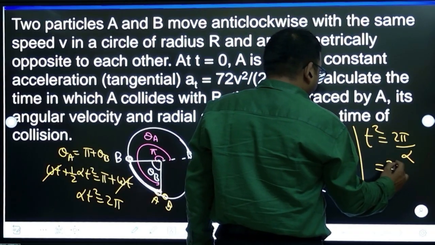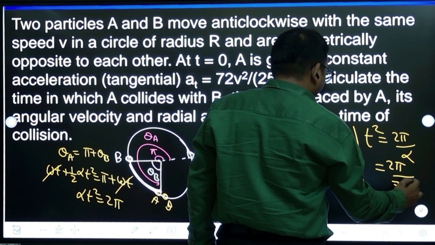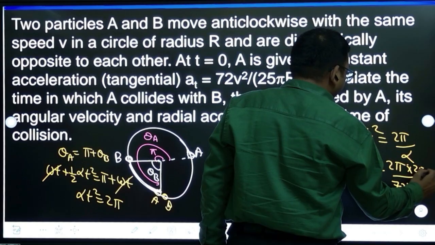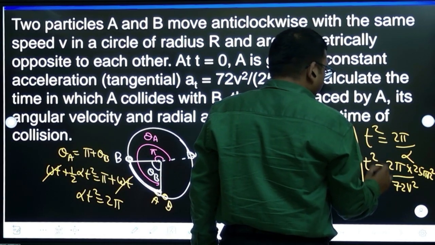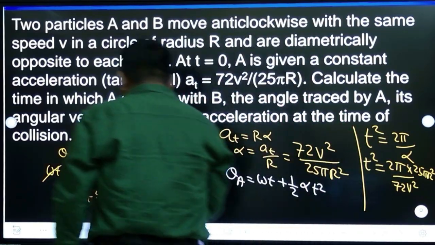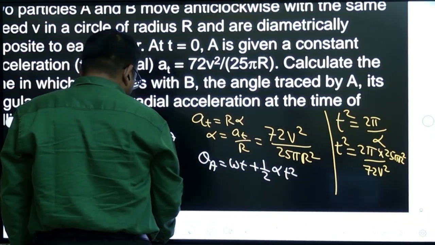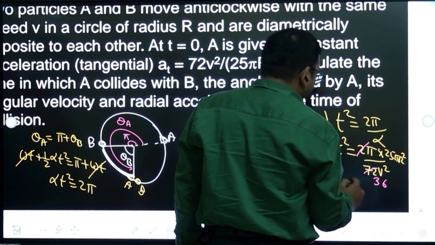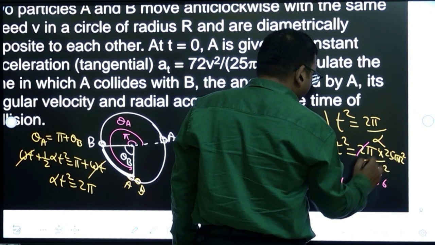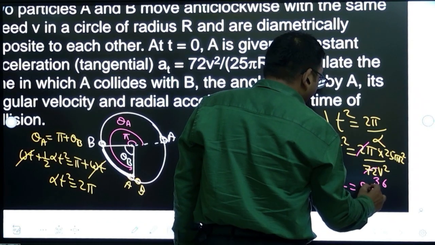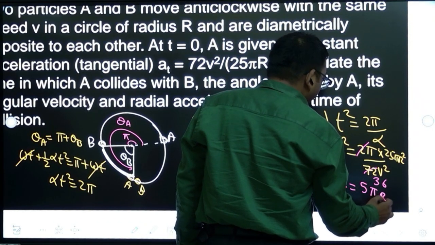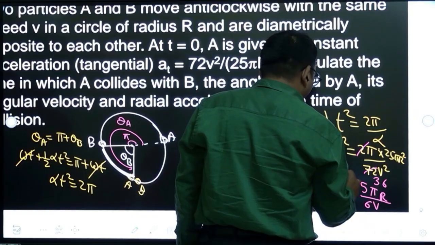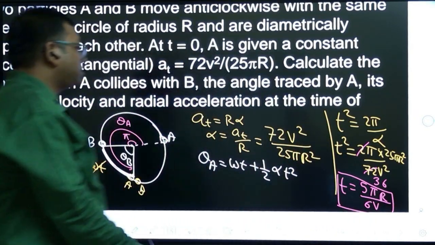So 2 pi by alpha when you put, so 72 v square into 25, 25 pi r square v square. So here pi square, everything will come a perfect square root, I think. Check that, right? Because 2 will cancel with 36. So t will come as 25 will come 5, pi square will come 5, r square will come r, 36 will come 6, v square will come v. This is the time we will get.